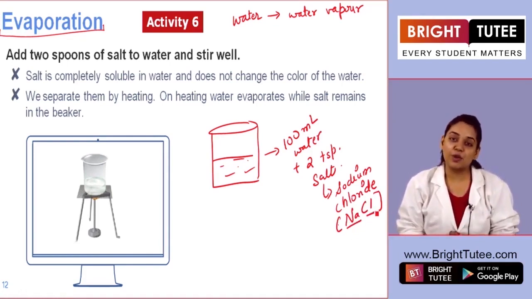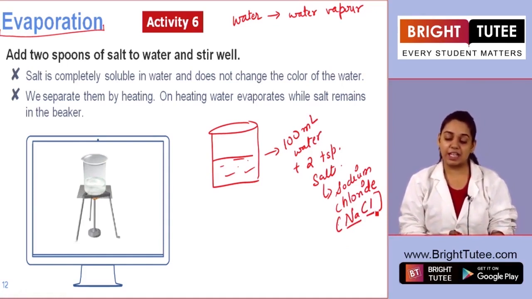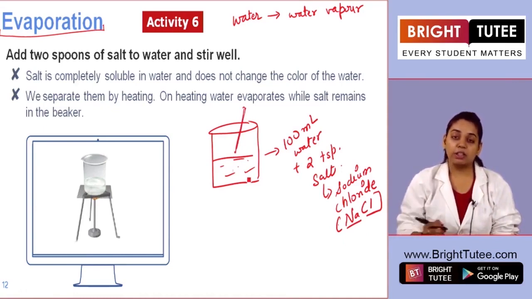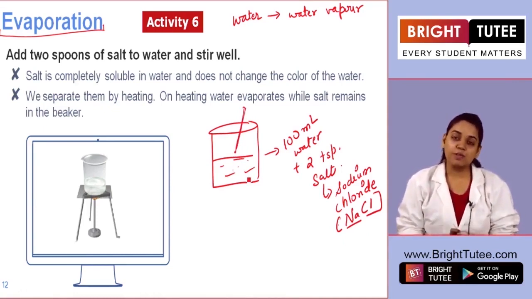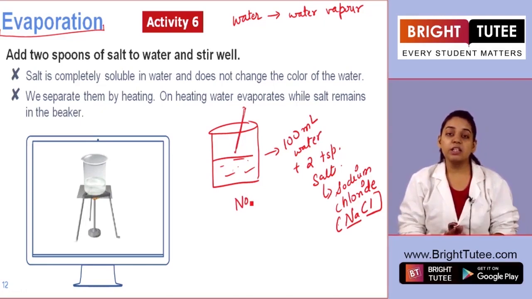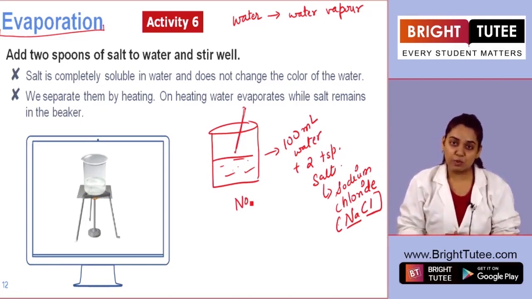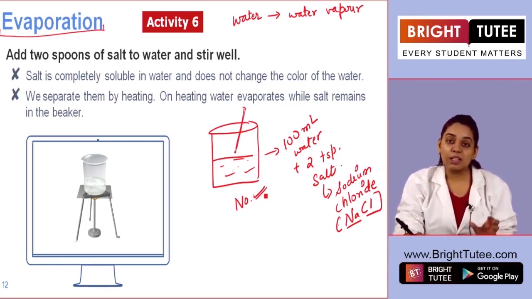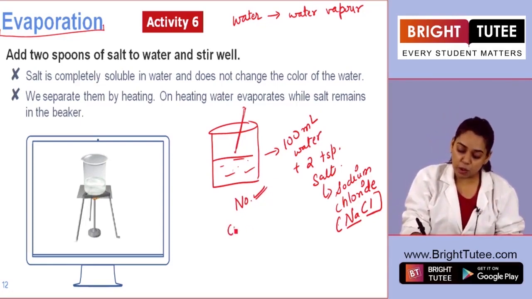So, in 100 ml of water, you have added 2 tablespoons of NaCl and you give it a quick stir with the help of an iron rod. And what do you observe? Do you observe any change in the color of water? No, you do not observe any change in color. And can you see some of the salt particles present in water? Again, the answer is no. So, where has the salt gone? This salt has been completely dissolved. It has completely dissolved in water.